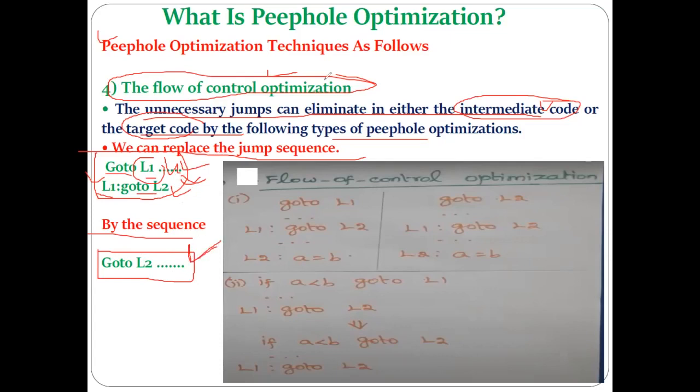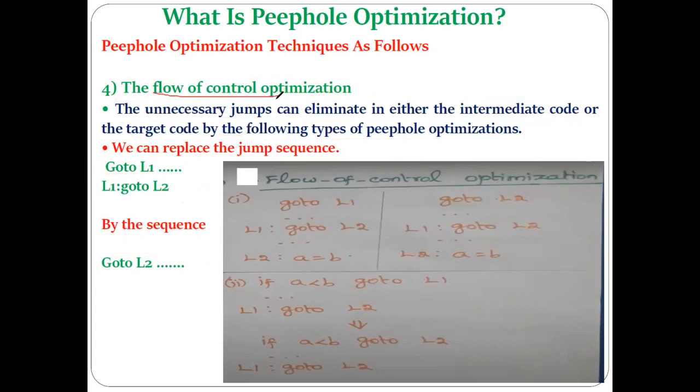So that is called a flow of control optimization, where we are replacing the unwanted jumps. So here, what is the unwanted jump? Going to L1 and then going to L2. Then why should you not go to L2 directly? So here we have eliminated the unwanted jump.